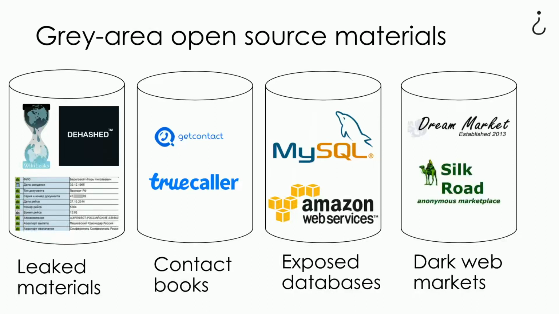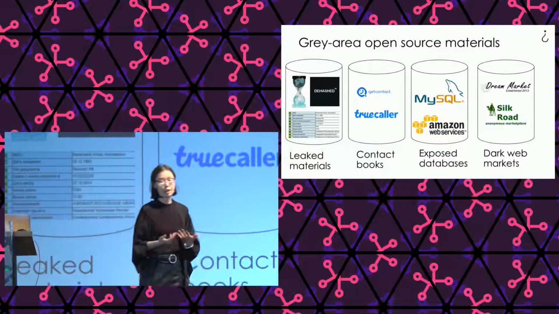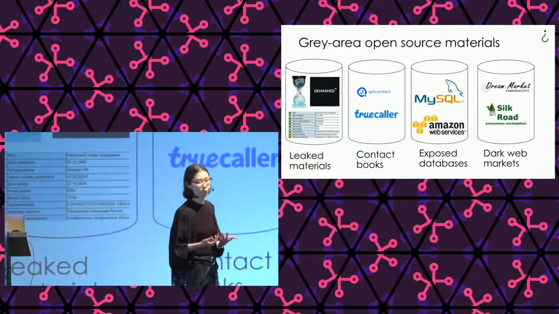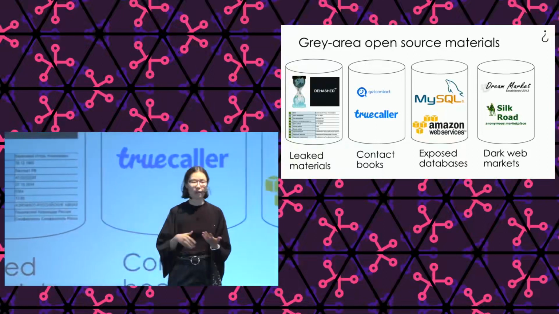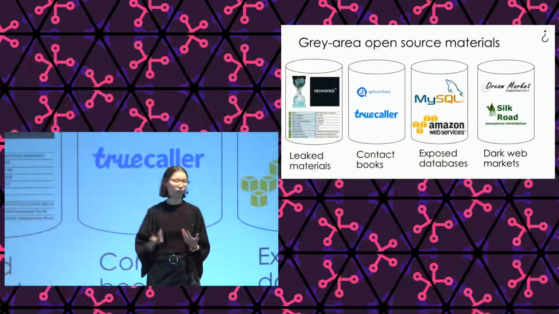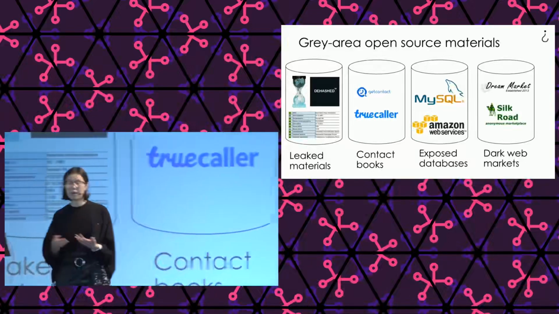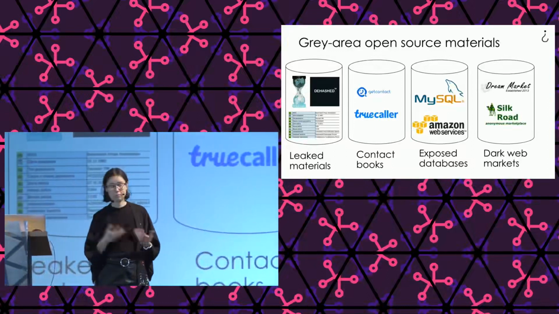So for example, we do use leaked material. This can be information from WikiLeaks, but it can also be information from leaked passwords and leaked platforms, like from Dehashed, Intelx, etc. It can be databases that we can buy basically on the internet or find on torrent.